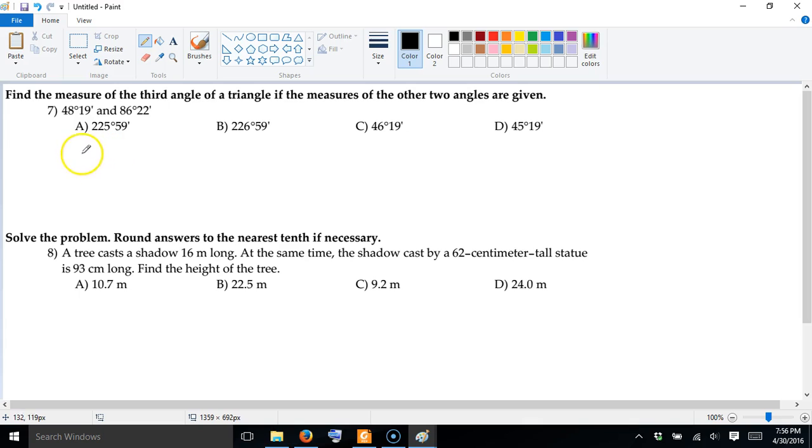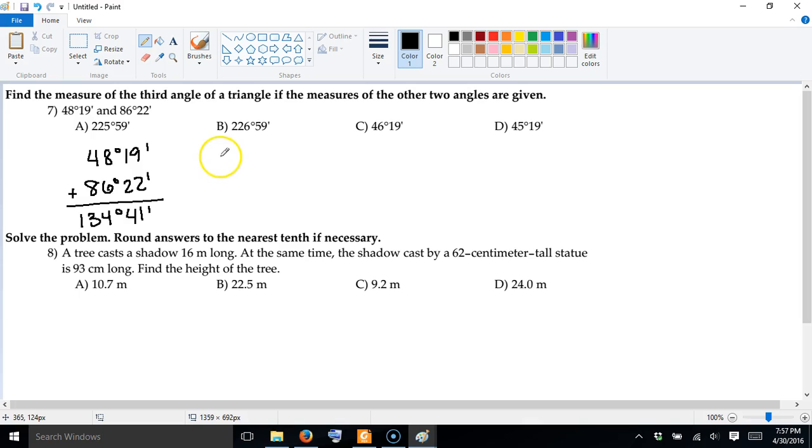So what we're going to do first is add together the 48 degrees and 19 minutes to the 86 degrees and 22 minutes. Let's see, we get 41 minutes here and 134 degrees. Now we need to take this total angle measurement of these two and subtract it from 180 degrees.